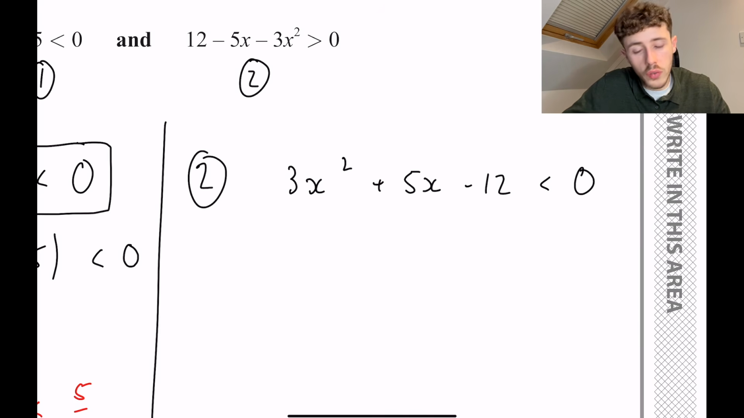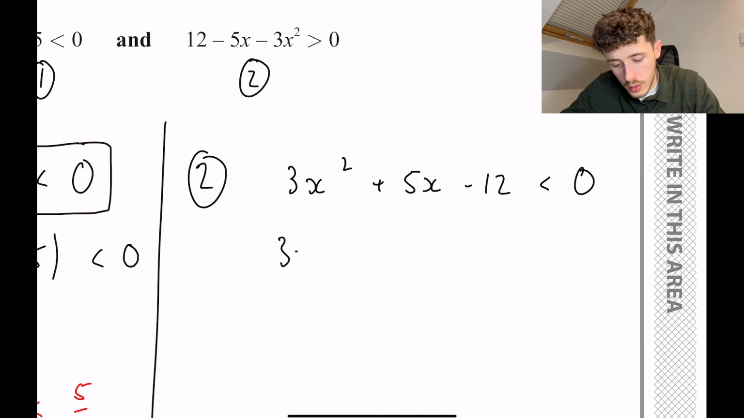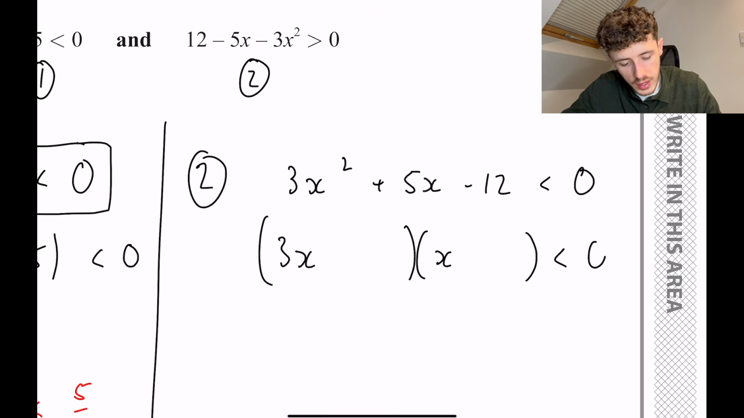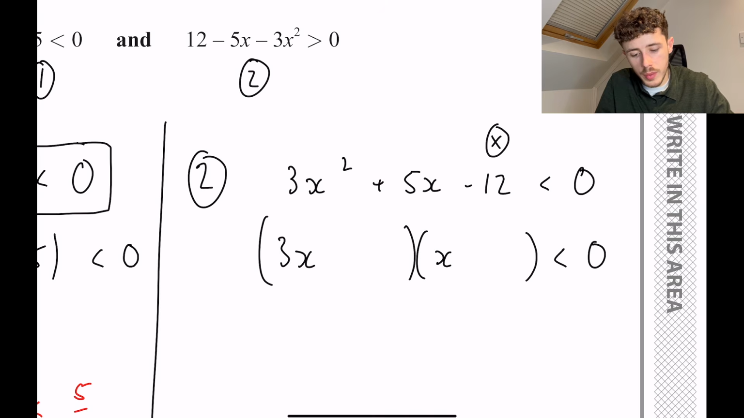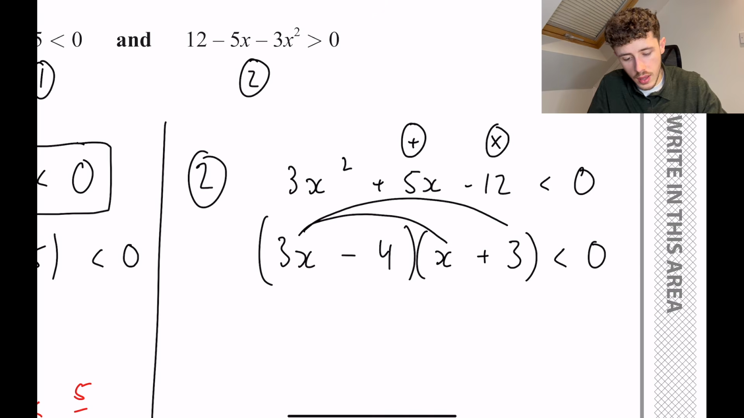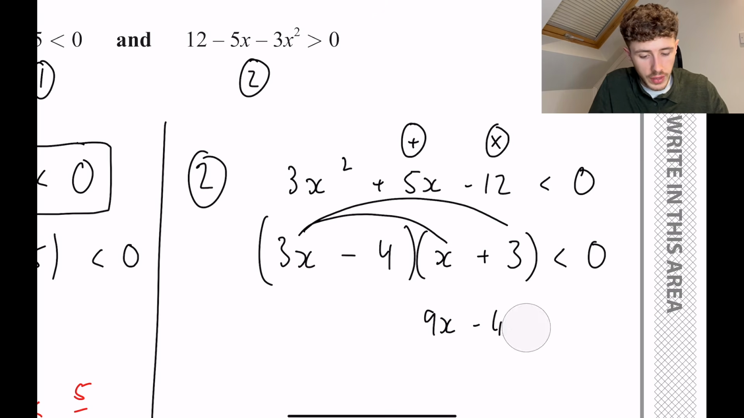Now we want to just solve it as normal, and the best way to do that is probably going to be factorising. So we want to have a 3x at the front of the first bracket and an x at the second. We need to find two numbers that multiply to make minus 12, add to make plus 5. Those two numbers are going to be 3 and 4, and if we put the 3 over here, the 4 over here, we want to make the 3 positive and the 4 negative, because if you expand that back out again, we get 9x and also minus 4x, which makes the 5x positive.